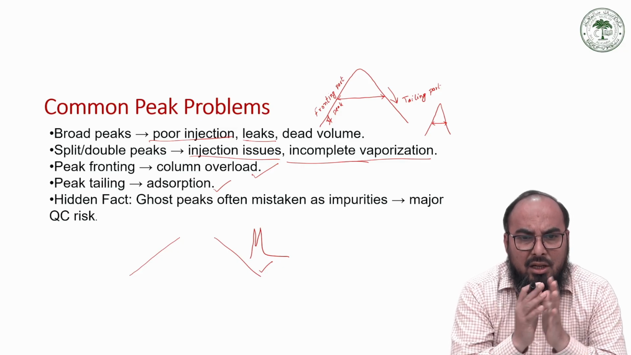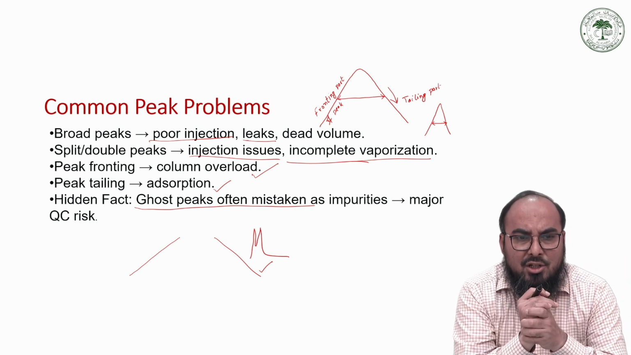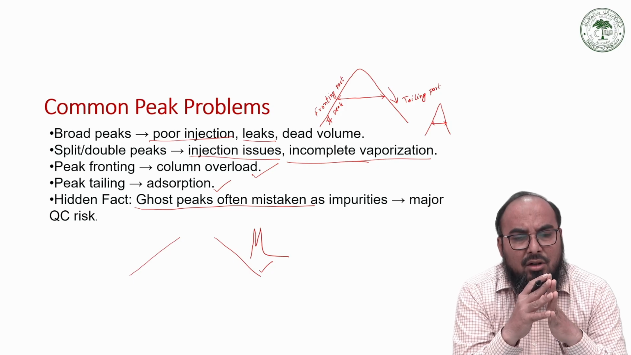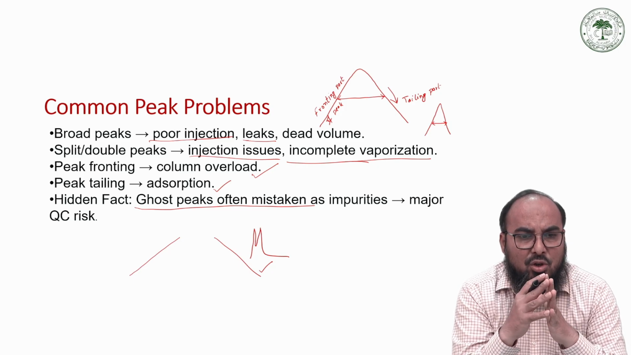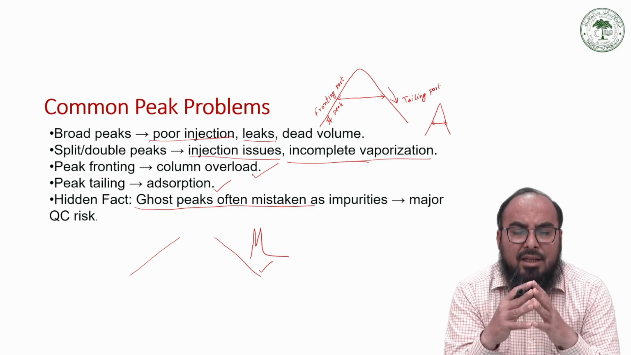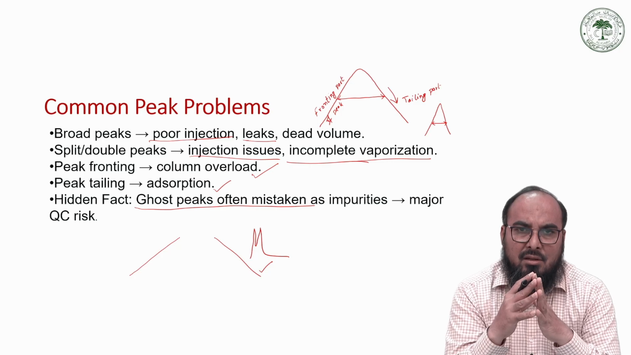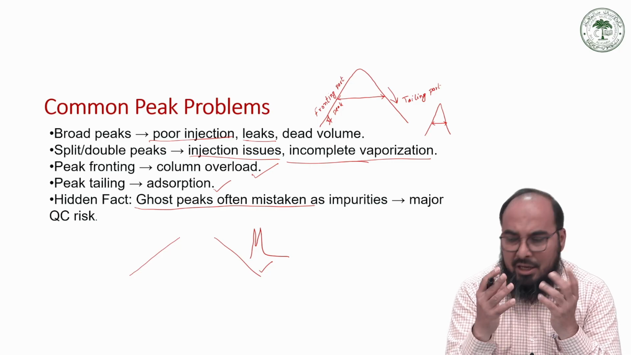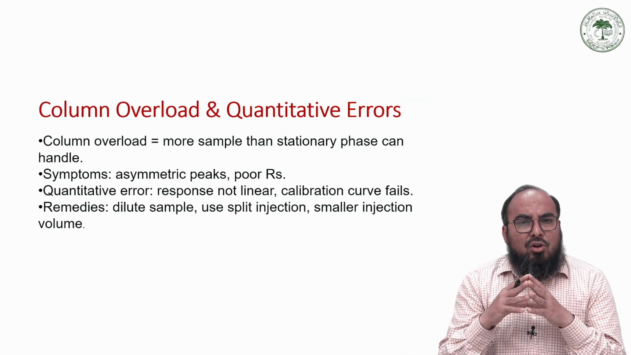Similarly, you have to check for the ghost peaks, and they pose quality check risks. So you have to be very sure that all the peaks belong to the components. There must not be some additional peaks, and moreover there must not be some missing peaks for any analyte. Okay, so the column overloading.